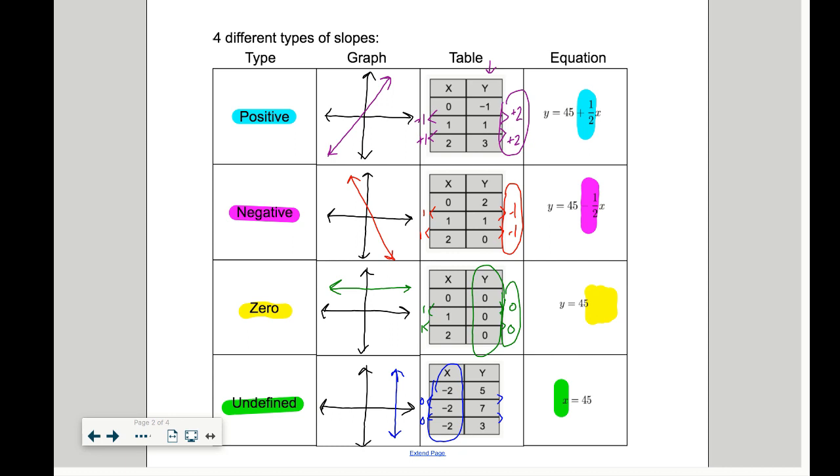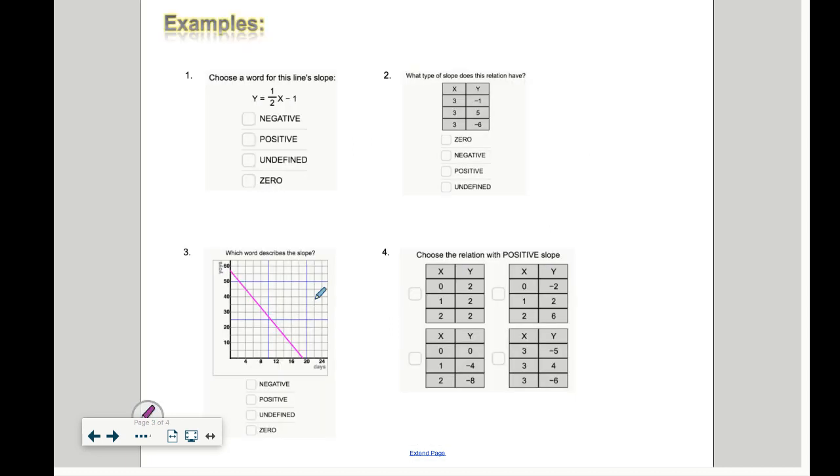So now let's look at some examples. These are the type of examples that you're going to see in GMM for yourself. Example number 1. Choose a word for this line slope. Don't let it trick you because remember, the slope is attached to the independent variable. So the slope is sitting right here. And since there is nothing out in front of it, as we know from solving, then we can assume it's a plus sign. So this has a positive slope.